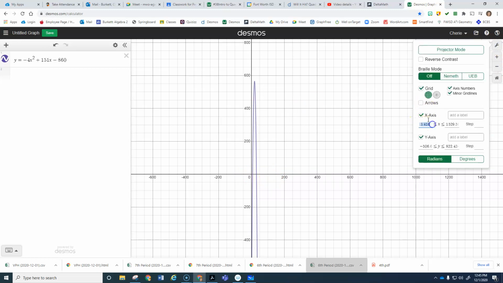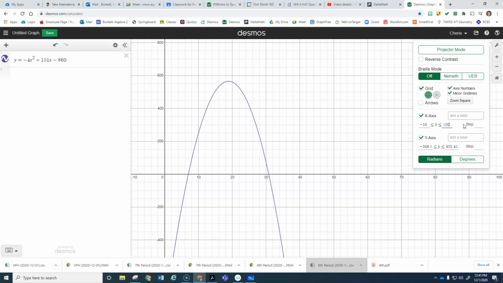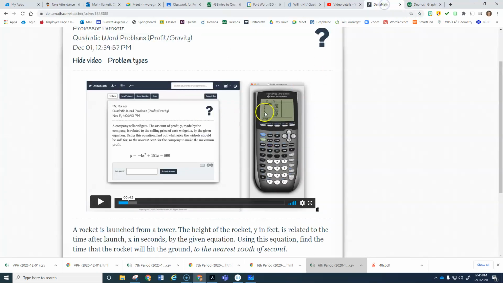we fix our negative 10 to, let's try 100. Yeah, that's a nice enough picture. The Y values are fine where they are. So this is how you set your windows. So when he talks about looking at his table, he's just looking for values to figure out how to set his window. And then I think that's what he does. Here is where he's setting his window.